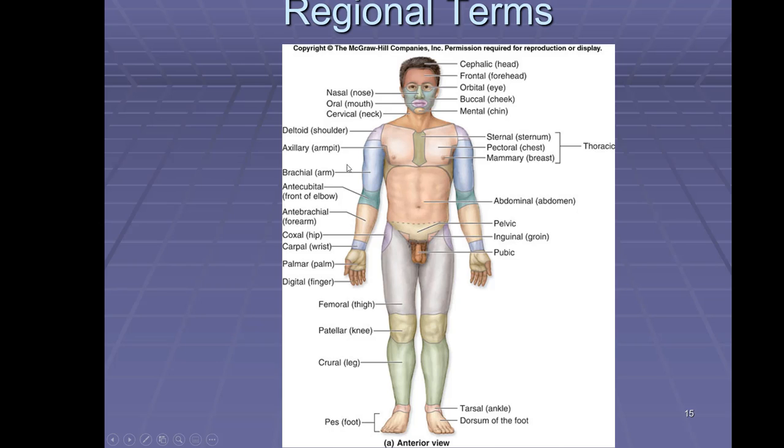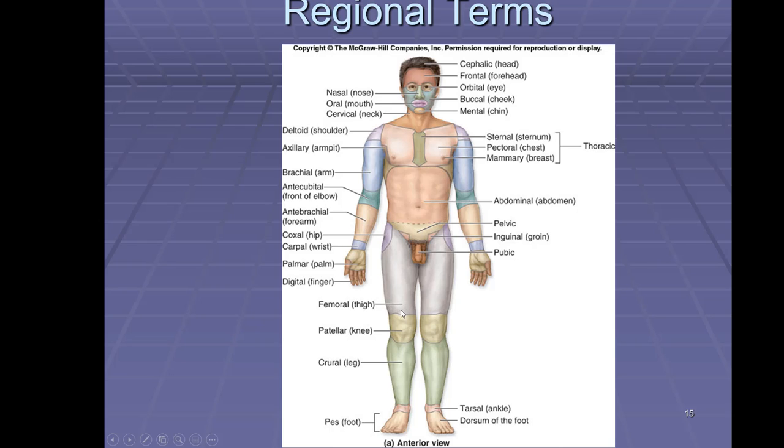Axillary, armpit. Brachial refers to your upper arm. Antecubital refers to that little crease in the front of your elbow. Antebrachial means forearm. Coxal means hip. Carpal, wrist. Palmar means the palm of the hand. Digital means finger or toes. So digits are fingers or toes.